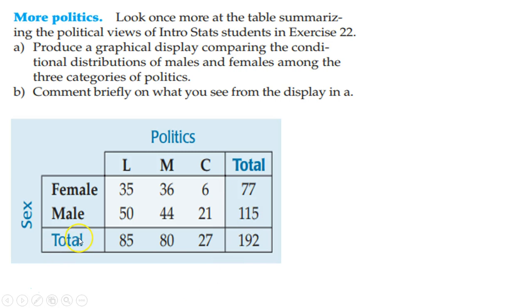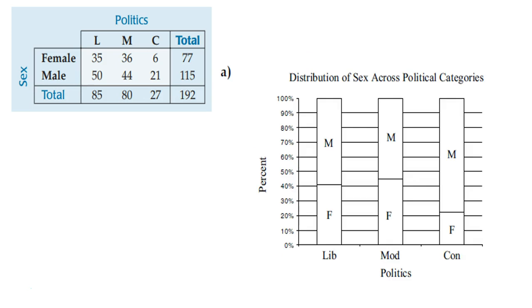So, we have males and females, right, with different choices there. And it says, among the three categories of politics, and comment briefly on what you see in the displays. So, taking a look at that, here's what we have.